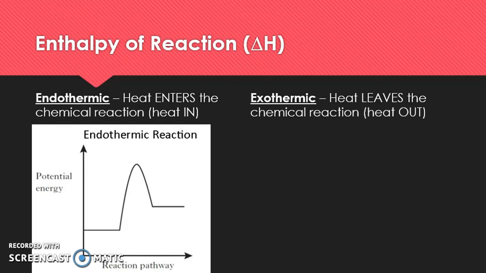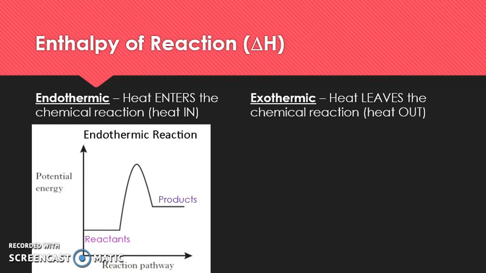You should see two plateaus. These two plateaus essentially represent the beginning and the end of our chemical equation. The first plateau should belong to the reactants. This is how much potential energy the reactants have. The second plateau belongs to the products. This is how much potential energy the products have.